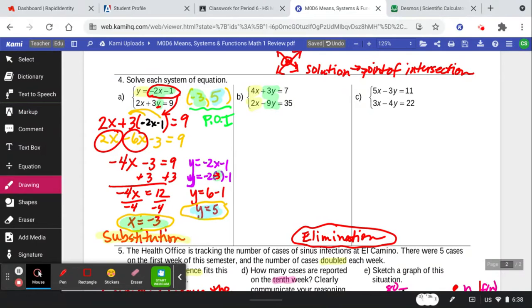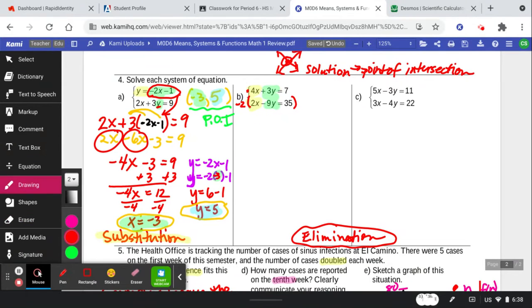Now, hopefully you're thinking, well, I've got a 4x up here. I wish I had a negative 4x down here. How could I get that negative 4x? What if I multiplied this entire row by a negative 2?